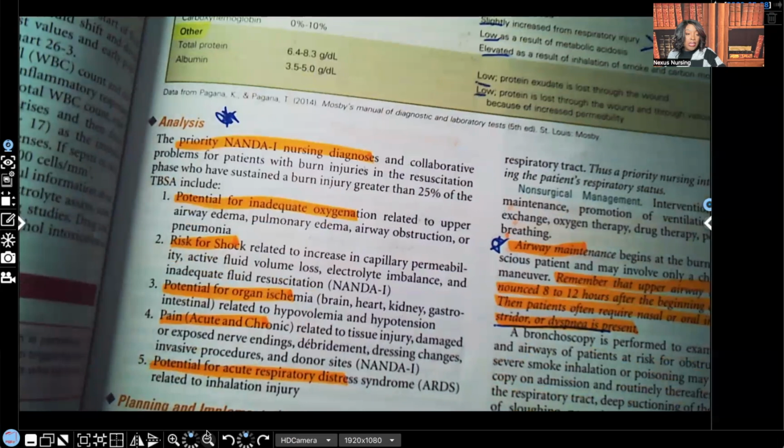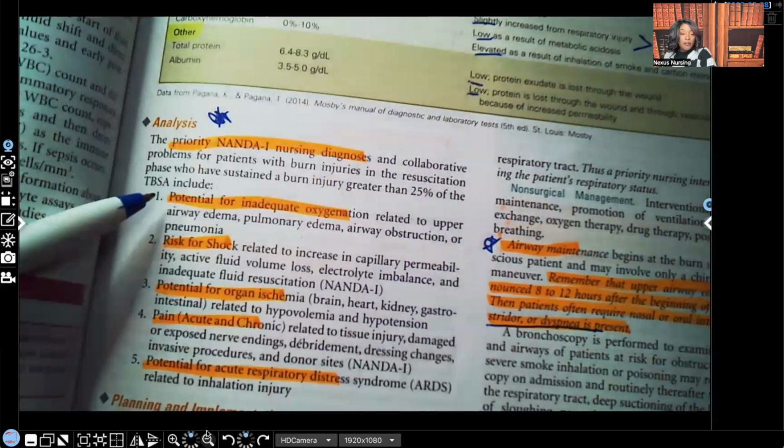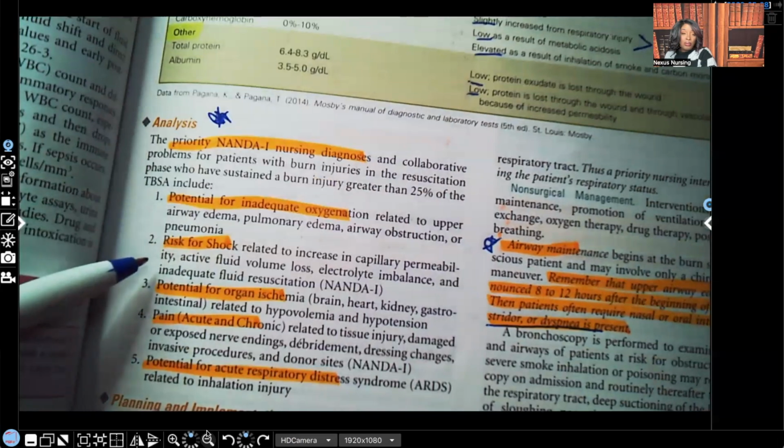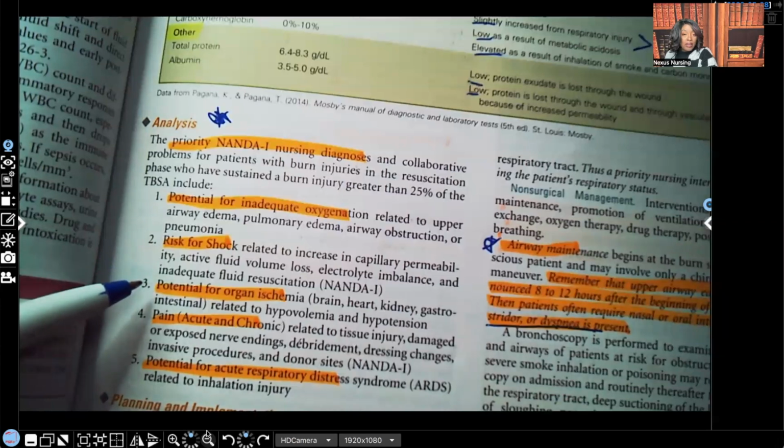Assessment, possible nursing diagnoses for that patient who is a burn patient. 1, potential for inadequate oxygenation. Absolutely. 2, potential for shock because of all the fluid that left the vascular space and the organs can't be perfused. 3, potential for organ ischemia. Of course, if those organs are not being perfused, what do you think is going to happen? Those tissues are going to start to die off.